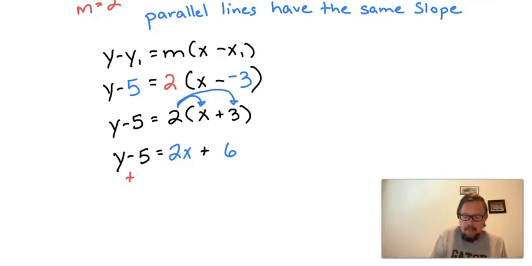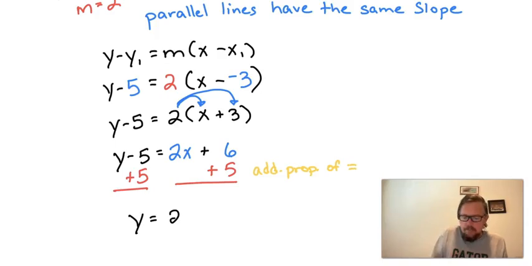And now we're just one step away from being in slope-intercept form, and that one step is to add 5 to both sides so that the y is isolated. This is the addition property of equality. And as far as I know, 6 plus 5 is 11. So our equation in slope-intercept form is y = 2x + 11.